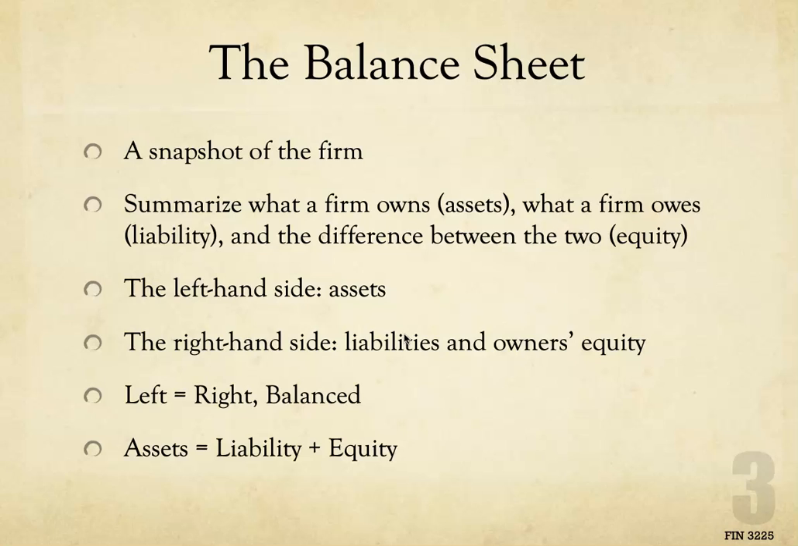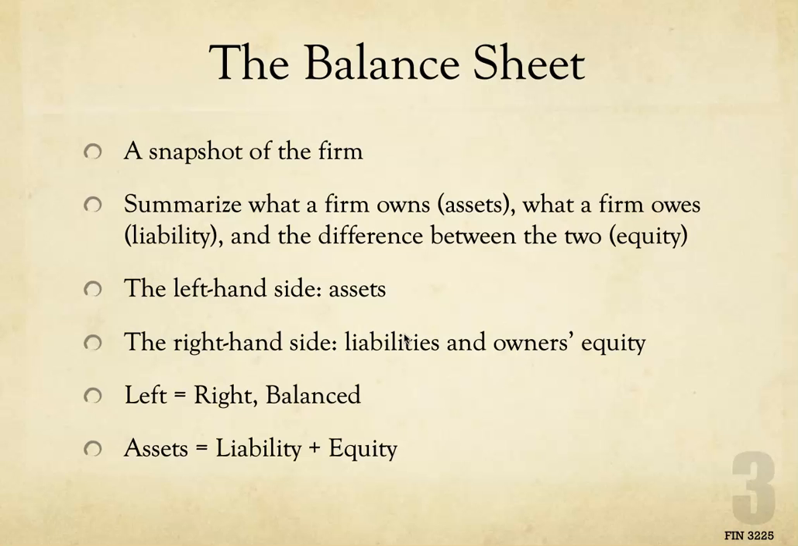The balance sheet is a snapshot of the firm. We want to summarize what a firm owns, which we call assets. What a firm owes, we call liabilities, and the difference between the two is the equities. Usually we see assets first, on the left-hand side or on the top, followed by liabilities and the equities.